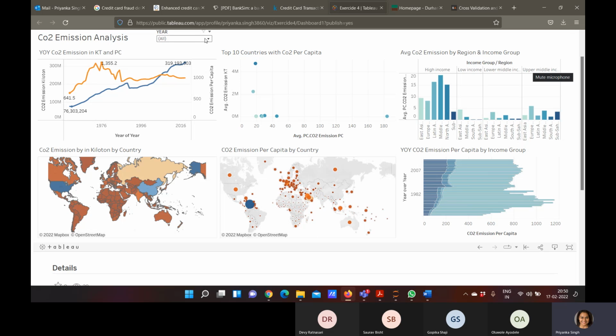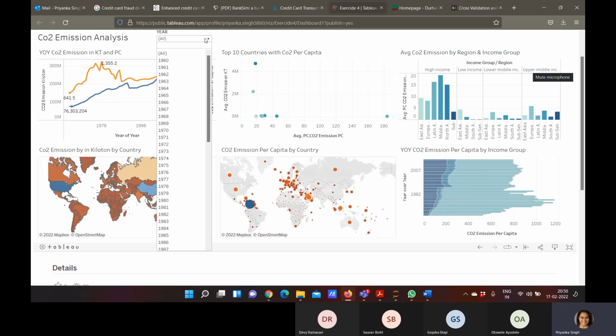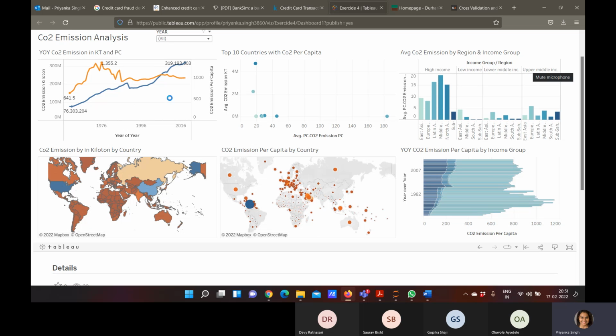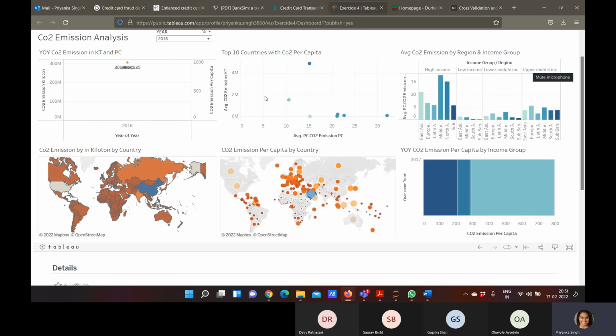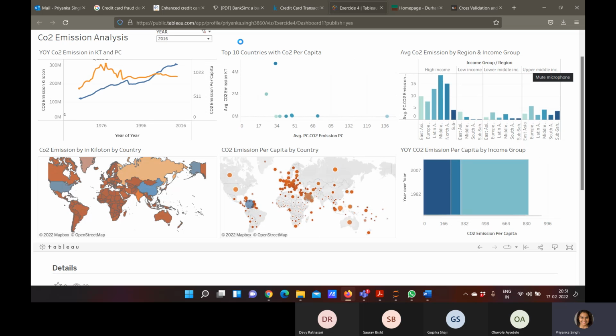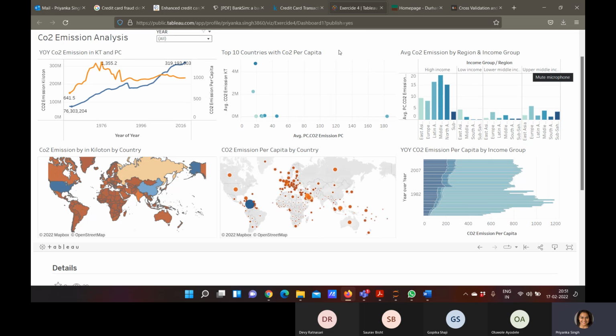We have also added a year filter as a global filter to filter our data according to year. This filtering mechanism will refresh our dashboard and show the data for that particular year. Now I'll hand over to Devi to walk you through the next chart, which is top 10 countries with CO2 per capita.